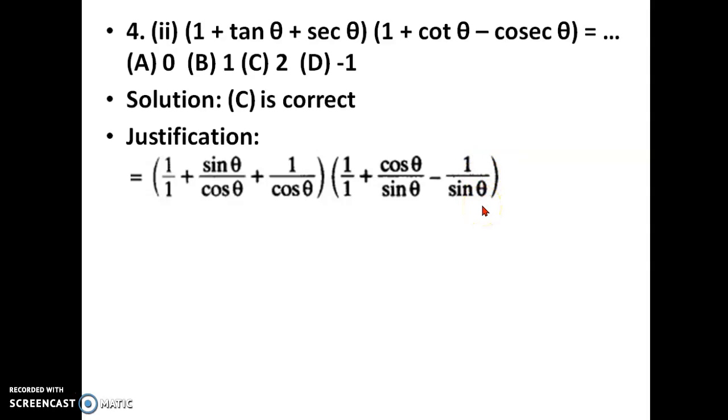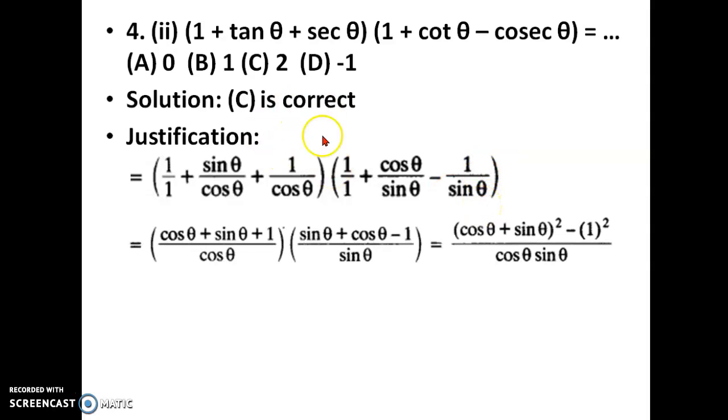Now we have to take the LCM. So here in both the denominators you have cos. Only here you should multiply cos theta to the numerator. So cos theta plus sin theta plus 1. Already you are having cos here, so you need not multiply anything here. Then here in both the denominators you have sin and here 1. So LCM will be sin theta, and sin theta should be multiplied only in the first numerator. So sin theta plus cos theta minus 1 you will get here.